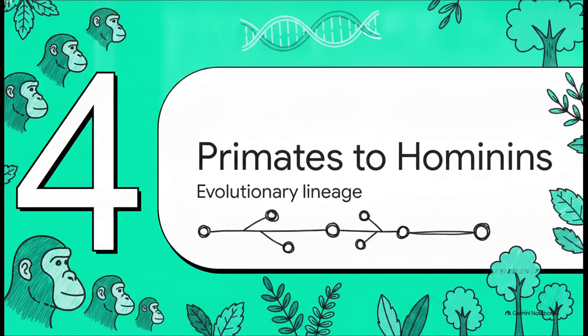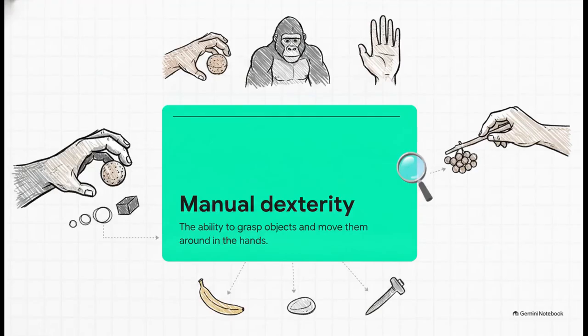Section 4, Primates to Hominins, Evolutionary Lineage. So let's take those evolutionary principles and apply them specifically to our own group, the primates. If we want to trace our lineage, we first need to define what exactly makes a primate a primate. A defining feature across humans, apes, monkeys, and lemurs is a high level of manual dexterity. This is your ability to easily grasp objects and manipulate them in your hands. And let me tell you, that is a total game changer for interacting with the environment.